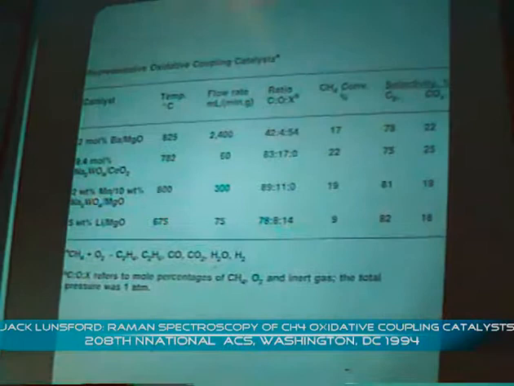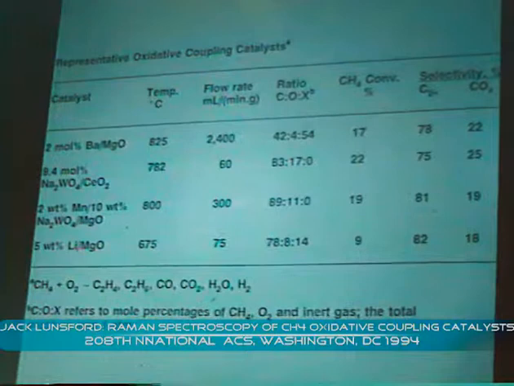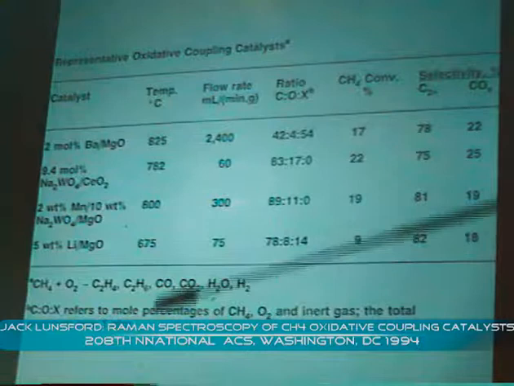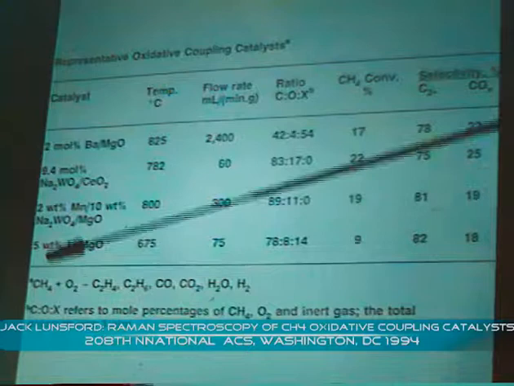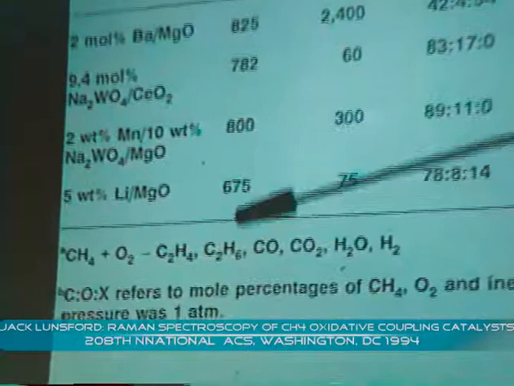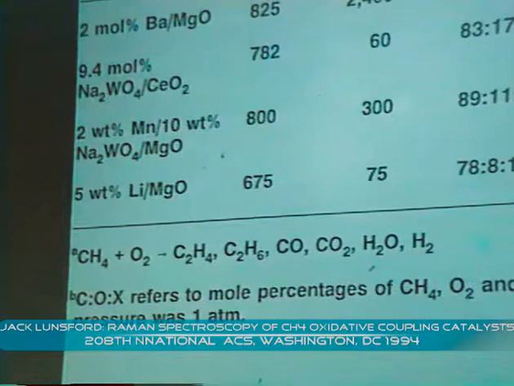I thought, just by way of introduction, it would be well to tell you a little bit about oxidative coupling catalysts, and particularly four that we're going to be looking at today. First of all, though, I've indicated here the oxidative coupling reaction, where one takes methane and oxygen, reacts it, and the desired products are ethane, ethylene, and at the same time one obtains a certain amount of carbon monoxide, carbon dioxide, water, and hydrogen.